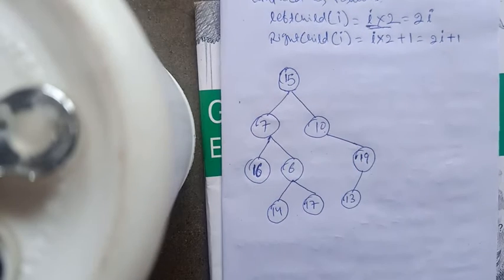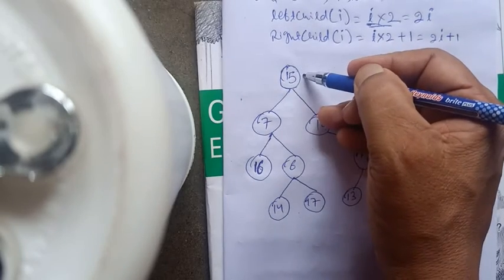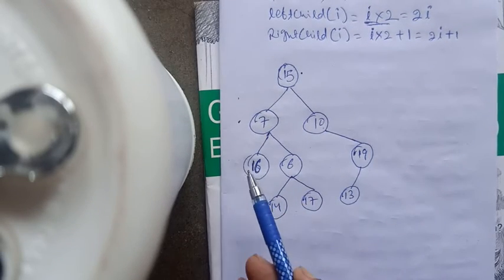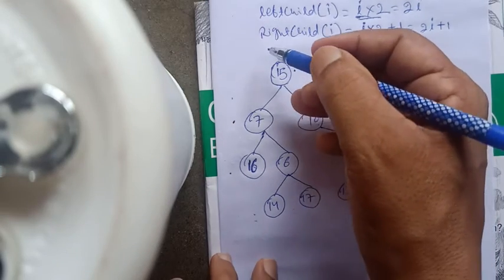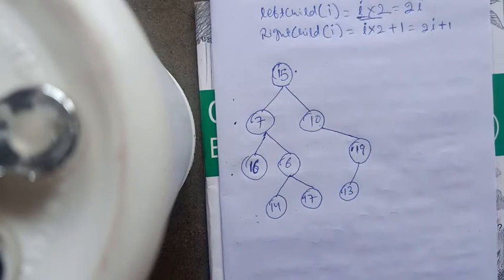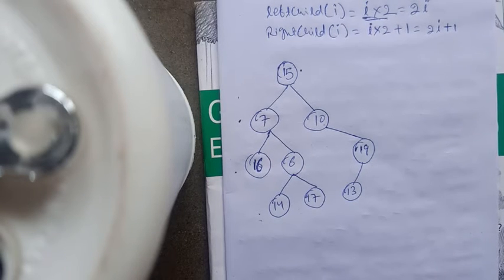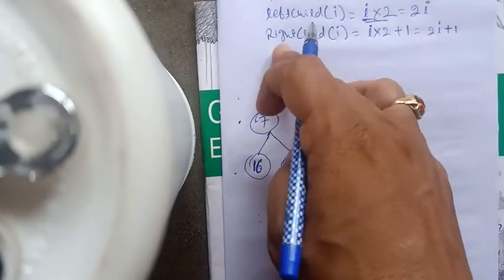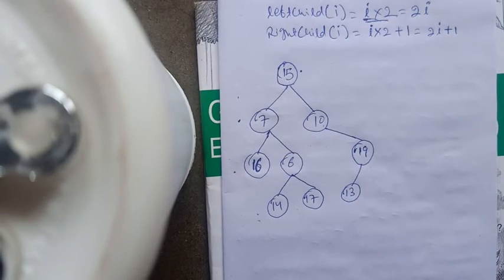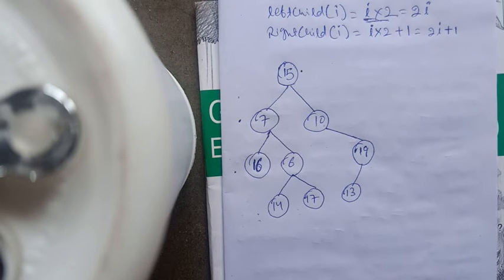What is the height of the tree? This is level 0, this is level 1, this is level 2, and this one is level 3. The maximum level number is 3, so the height of the tree should be max level plus 1, so that is 3 plus 1, 4. So the height is 4, because we know that the height of a tree is the number of nodes present in the longest path from root to leaf.